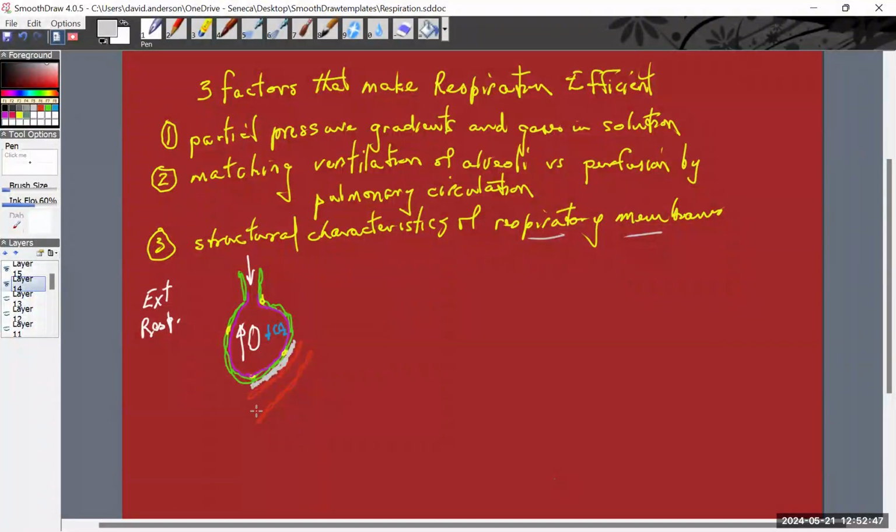Now, in the capillary that's coming back to the heart and being pumped to the lungs, we called that a pulmonary artery that delivered deoxygenated blood. Is everybody okay with that, right? Yeah. So our deoxygenated blood is relatively high in CO2 and relatively low in oxygen. Everybody's okay with that?